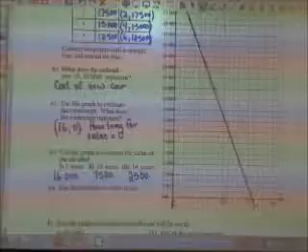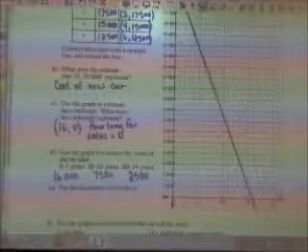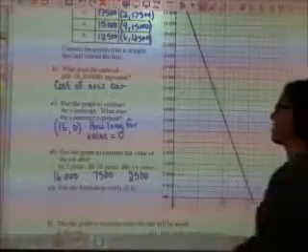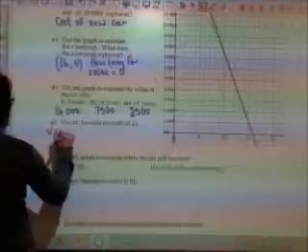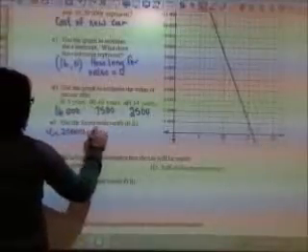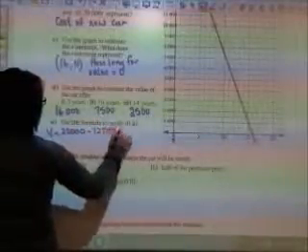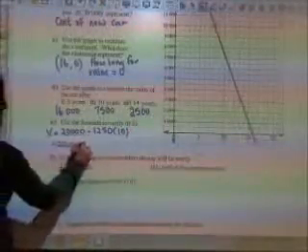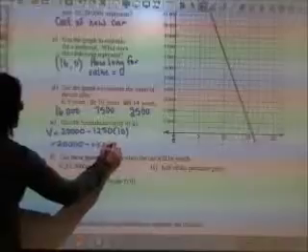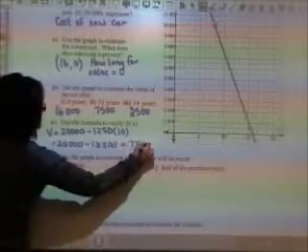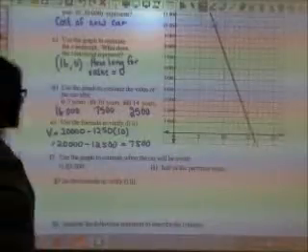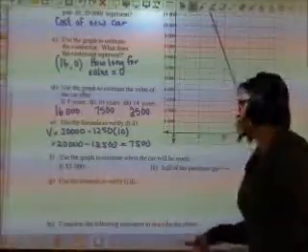So question E says to verify these with the formula. I'll let you do that on your own. You only have to verify the 10 years. So let's verify the 10-year one. V equals 20,000 minus 1,250 times 10. So that would be $20,000 minus 12,500, which does equal 7,500.